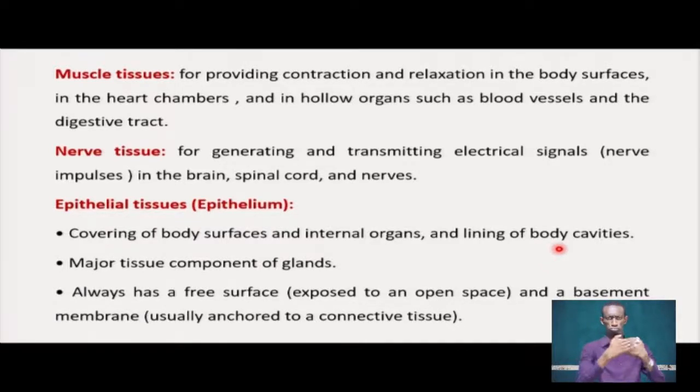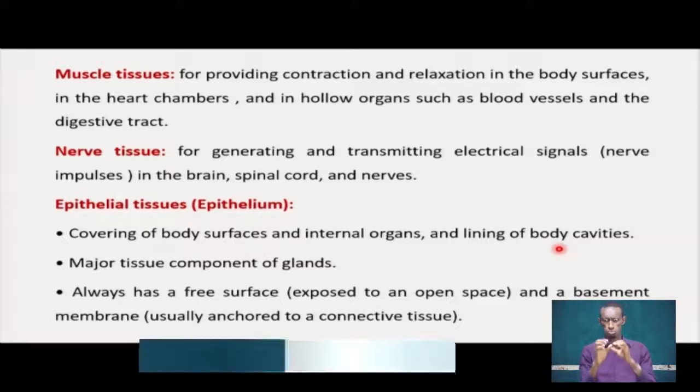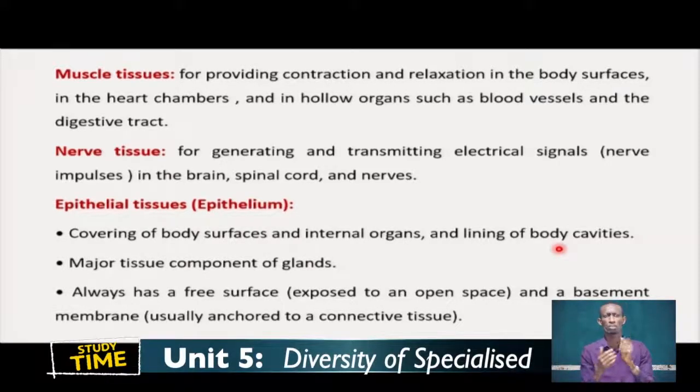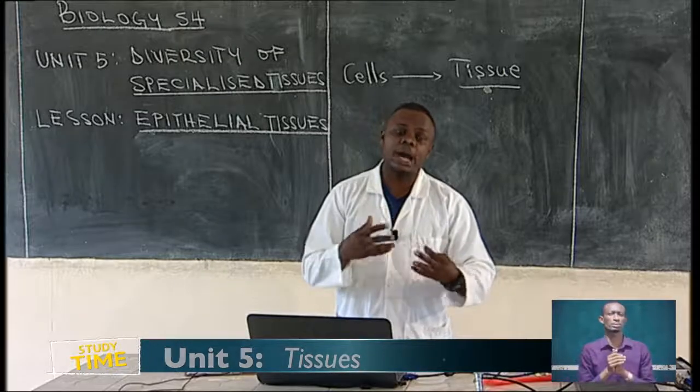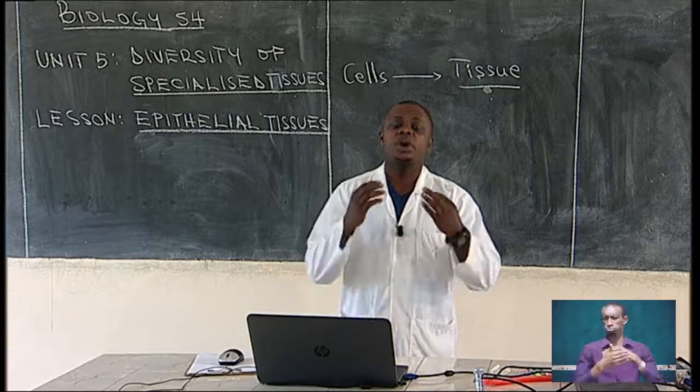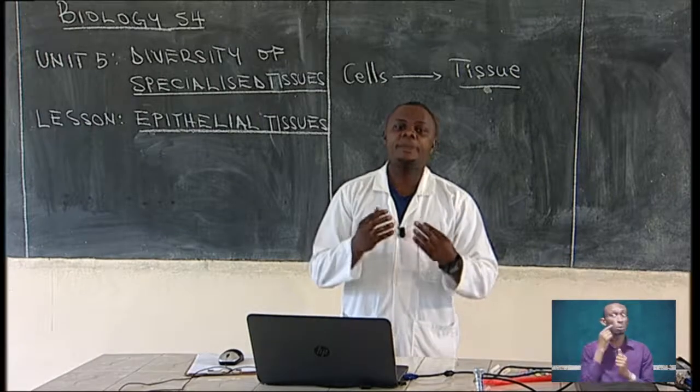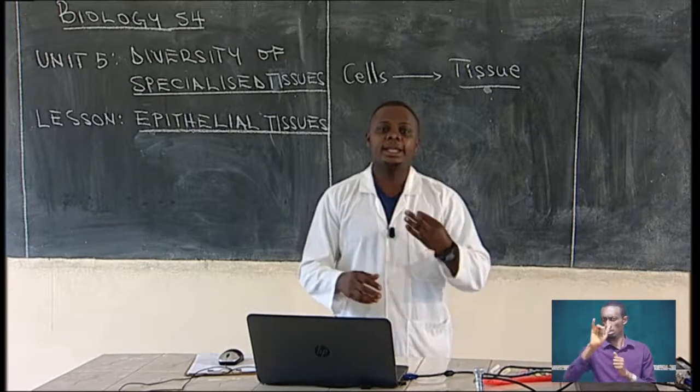Students, do you understand when we talk about body cavities? These are internal parts of the body that have open holes. Take an example, your pharynx or the throat, your windpipe or trachea, and others, those are body cavities. So we find there epithelial tissues lining them.